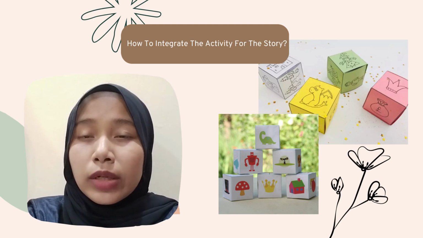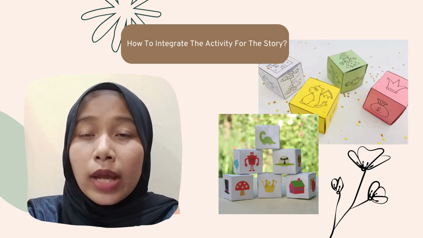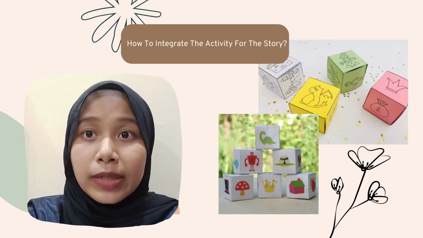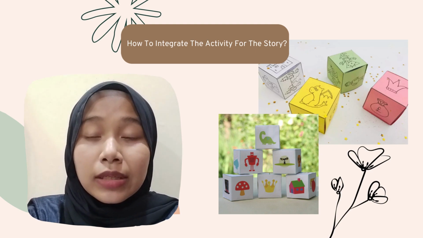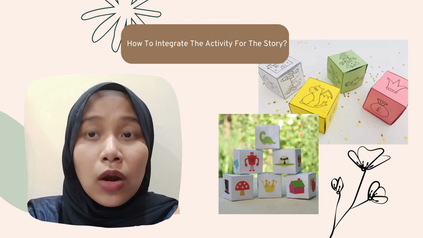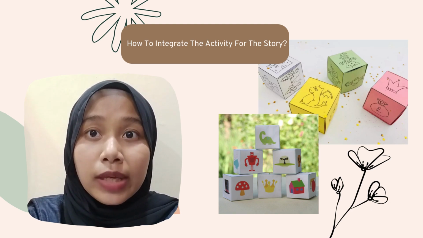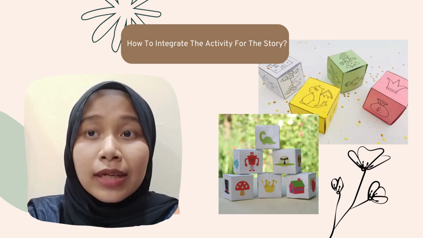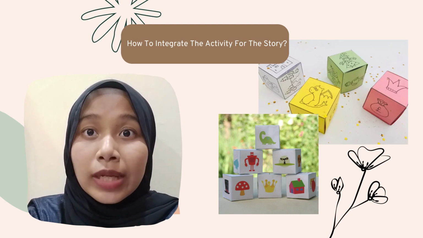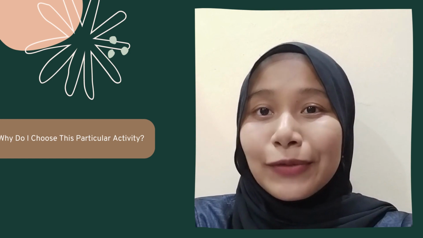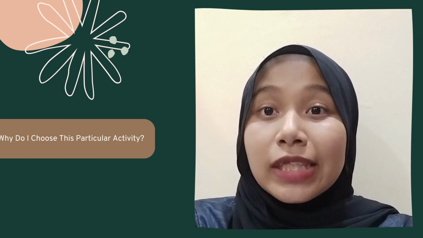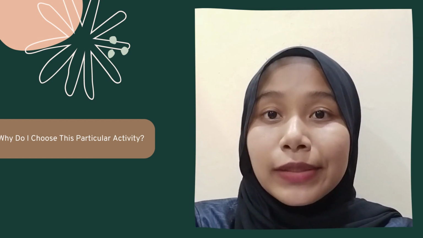Secondly, we can proceed with a half-finished story where the students will use the dice to complete the other half of the story. For example, the decision maker to continue the plot of the story, or challenges the characters need to face, and even the ending. This activity is suitable for level 2 students as it needs them to spontaneously create the story according to the dice. On to the last question, why do I choose this particular activity for the story?